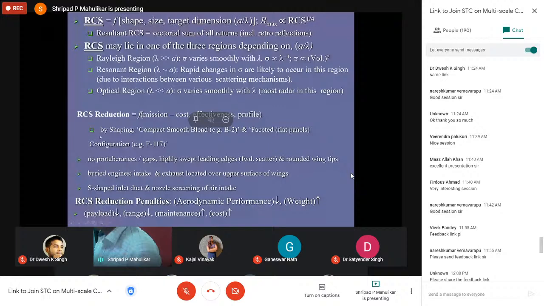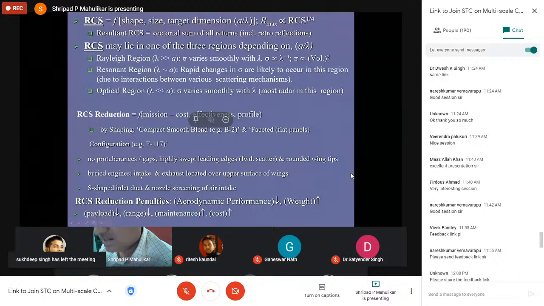The other general guidelines are buried engines, for example, using S-shaped intake and S-shaped exhaust, with intake and exhaust located over the upper surfaces of wings, which I think is what is used in the B2. That takes care of ground-based radars, because intake and exhaust form excellent sources for cavity returns. In a cavity, we have multiple reflections. But of course, if it is an AWACS, then we cannot guarantee that this technique will work.